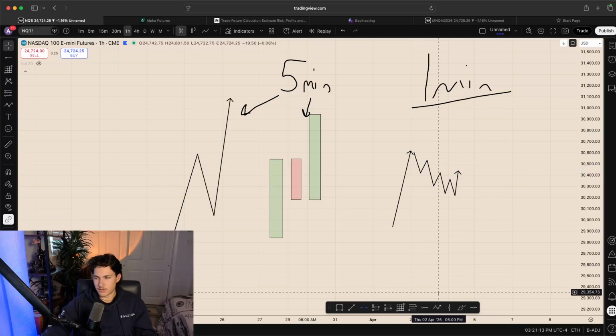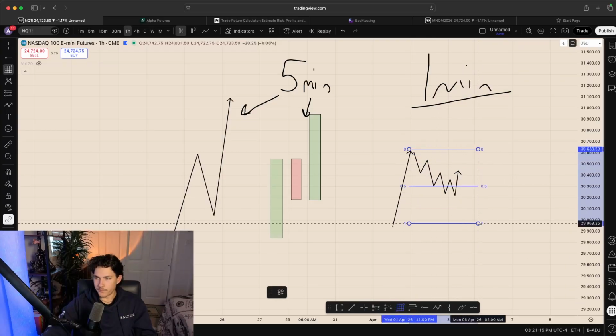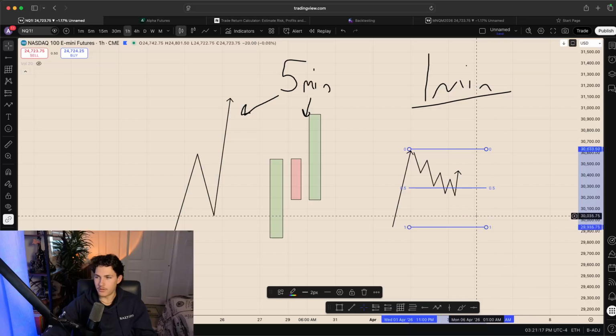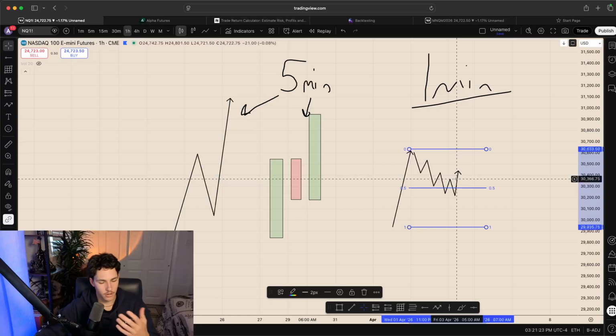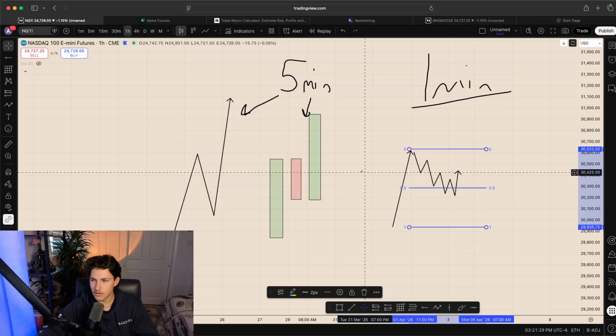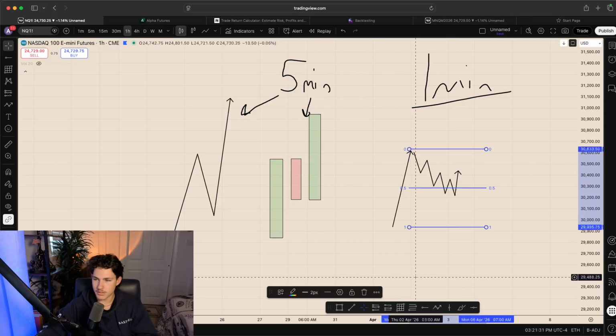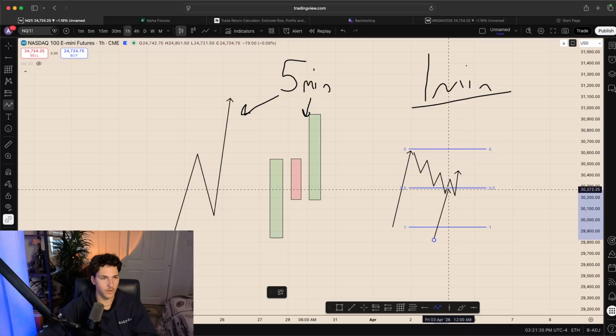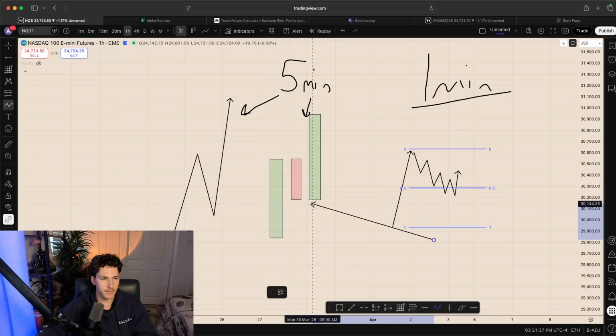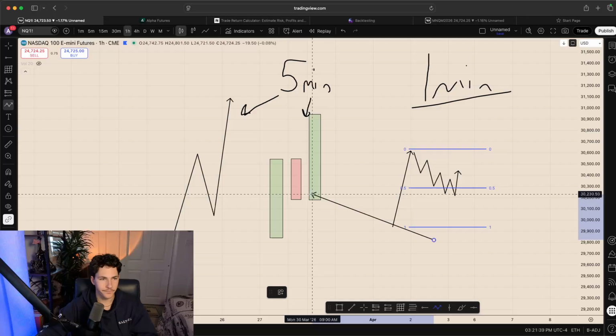Why do we care about this? Well, if we look at equilibrium, what did we have? We hit equilibrium, okay? We also got a break of structure. What is that telling us? Bearish confluences are getting disrespected. Bullish confluences are getting respected. Meaning that this right here, where my mouse is, basically this point right here.